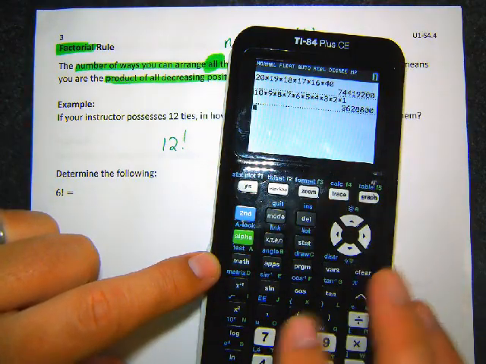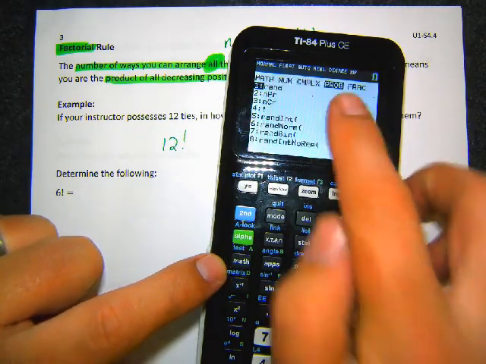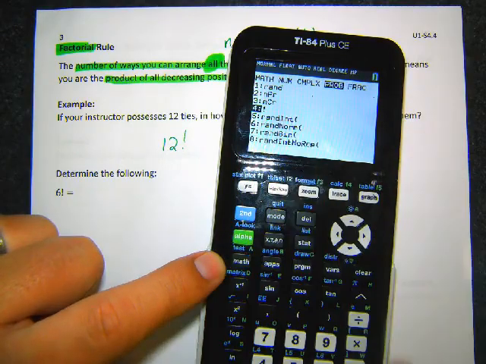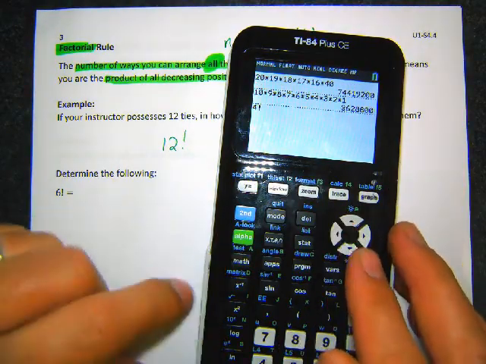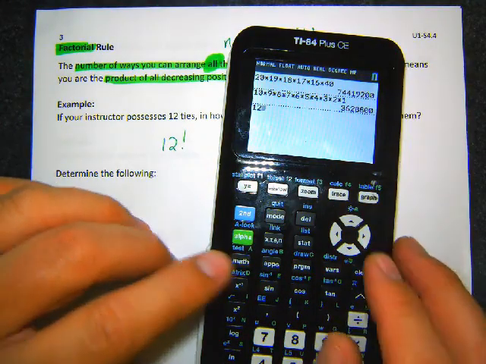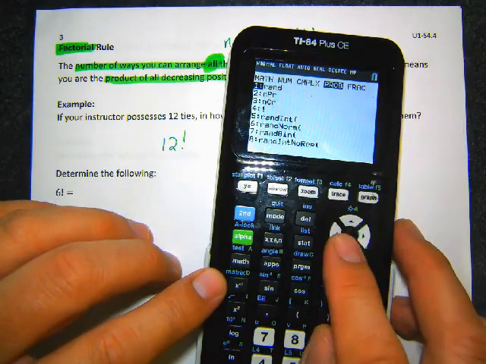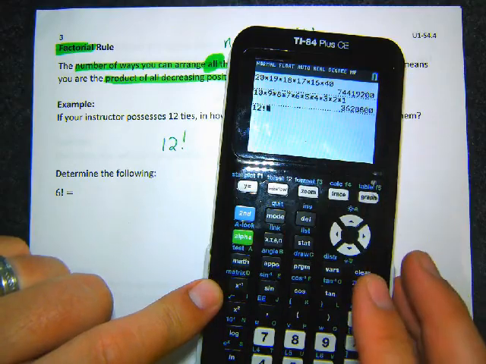Or you could just type the 4 first, hit the math button, go to that probability option, go to option number 4, and then you get... I don't know why I typed 4. I meant to type 12, didn't I? I think I'm stuck on 4 because that's option number 4. Let's try that again. Let's do 12, math, probability, option number 4, sorry about that. So I get 12 factorial, that's what we were trying to go for.